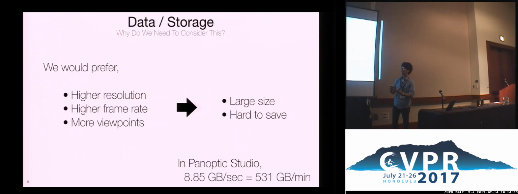Obviously, we wanted to have high resolution, high frame rate, or more views to be simpler for the algorithm. But that basically means we need large size, and it's hard to say because we need this faster writing speed. For example, in our Panoptic Studio, all the cameras generate more or less 9 gigabytes per second. So you can imagine that any single storage cannot save this much data, right?